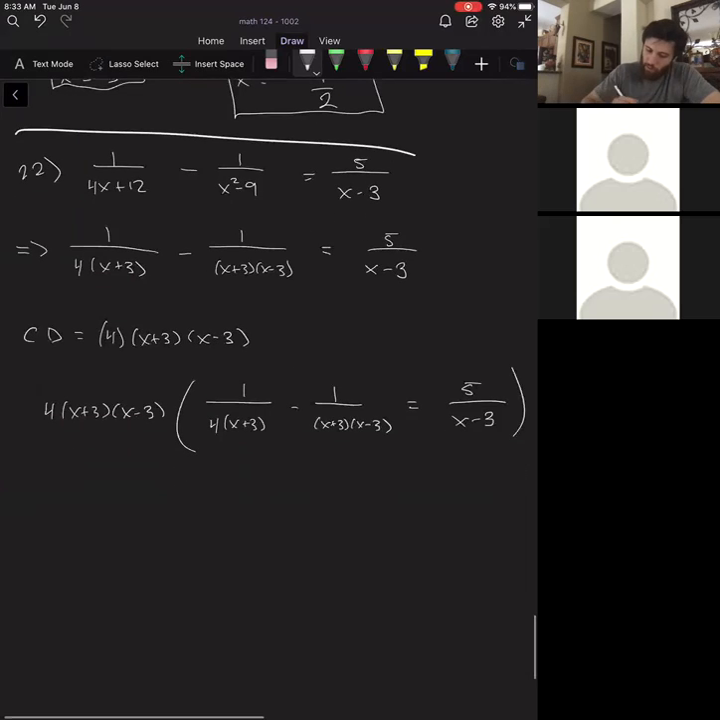When we distribute across, the first things that cancel are the 4 and the x plus 3. So we're just left with an x minus 3. For the second term, the x plus 3 and the x minus 3 cancel, and we're just left with the 4. And then for the last one, the x minus 3's cancel, so we have a 4, an x plus 3, and then a 5. All right, so what do we have over here? We have x minus 3 minus 4 is equal to 20x plus 60.